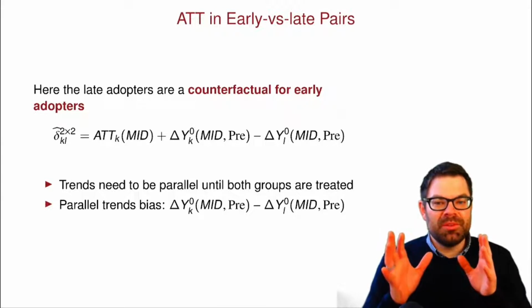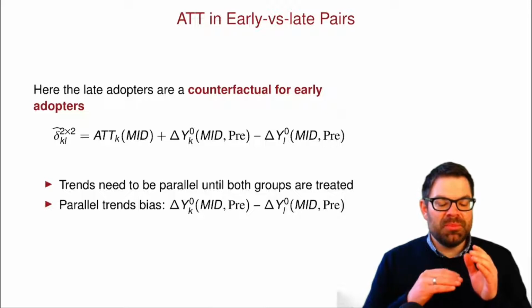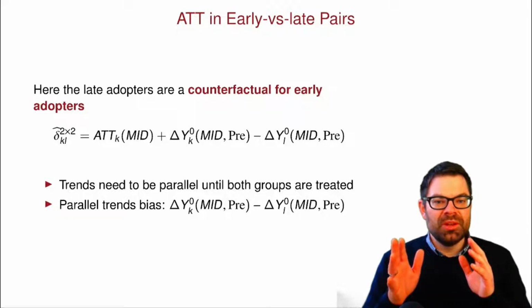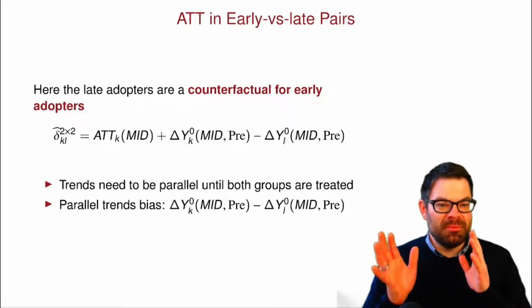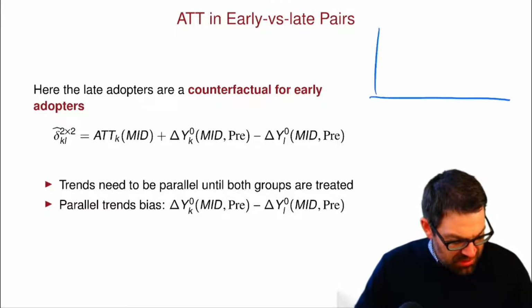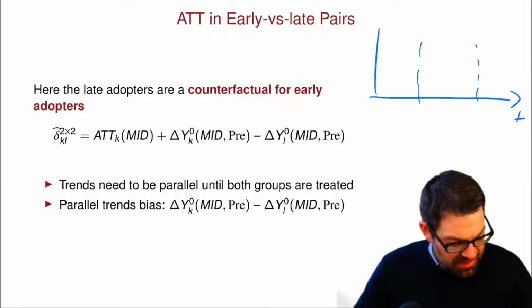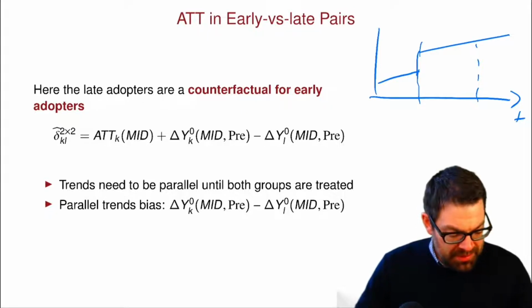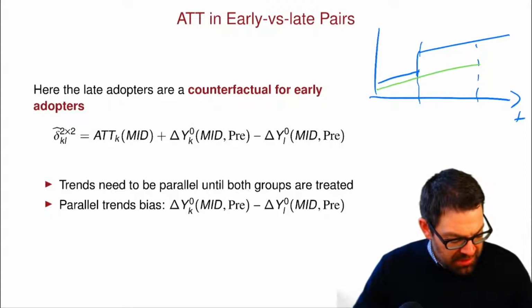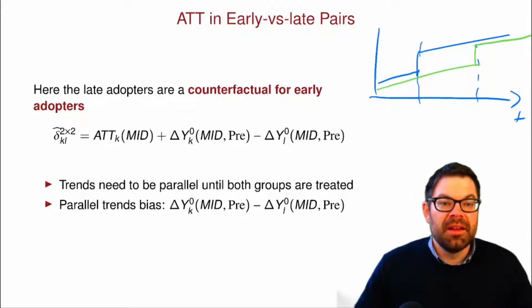Because here what we compare is the average treatment effect on the treated in the middle of the sample period to the parallel trends in the first and in the middle period. So what do we mean by that? Let me quickly draw this. So you have here your different sample periods. You have an early adopter that moves like this, then their outcome jumps like that. And then you have a late adopter. Let's draw them in green. And then their outcome jumps the same way a little bit later.